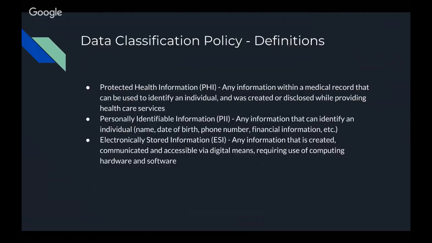We want to include what is considered protected health information and personally identifiable information. Protected health information specifically refers to medical information we have about individuals we have created or disclosed while providing healthcare services. Personally identifiable information covers any information that can identify an individual, such as personal contact information or financial information. We also want to detail electronically stored information and define this as information that we have access to via digital means requiring computing hardware and software for access.